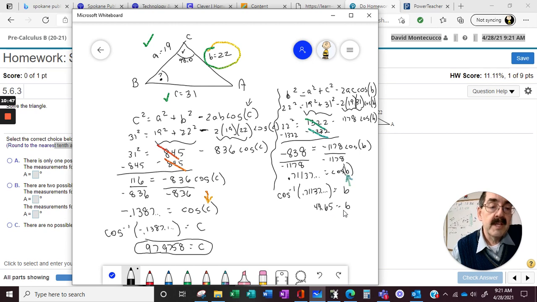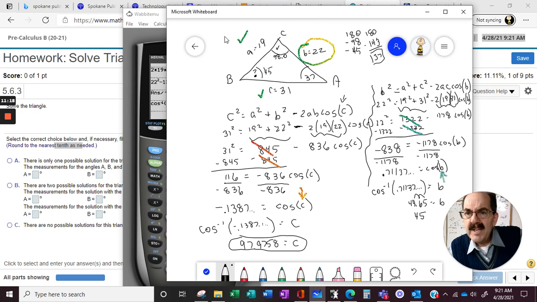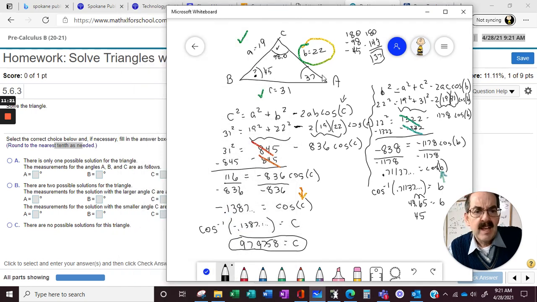44.65 equals B, round to one decimal, so that rounds up, so we're going to say 45. Now, 180 minus 98 minus 45. 180 minus 143. Okay, 37. Now, I've missed lots of these in the past because of round-off errors. Okay, so A, B, C: A is 37, B is 45, C is 98.